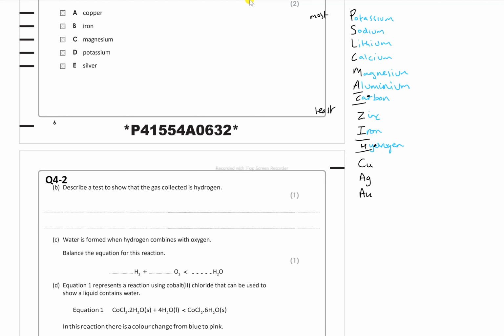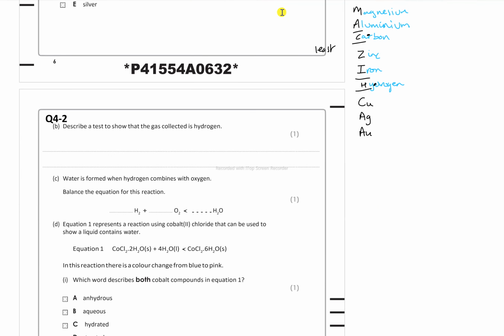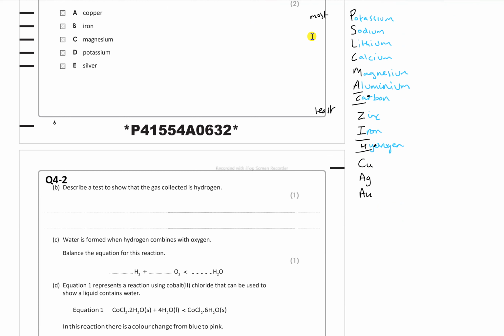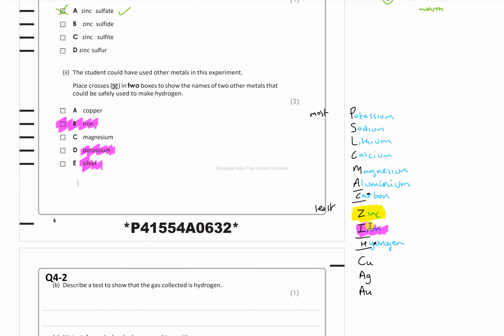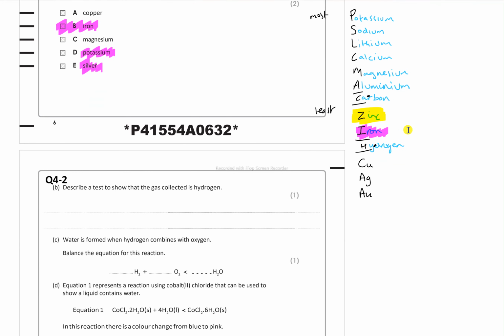Right. So they've used zinc. Right, they've used a zinc. Let me get this highlighter. They have used zinc. Right, we could potentially safely use iron and magnesium. That's way too dangerous. That's too reactive to make hydrogen, yep, that's too reactive.